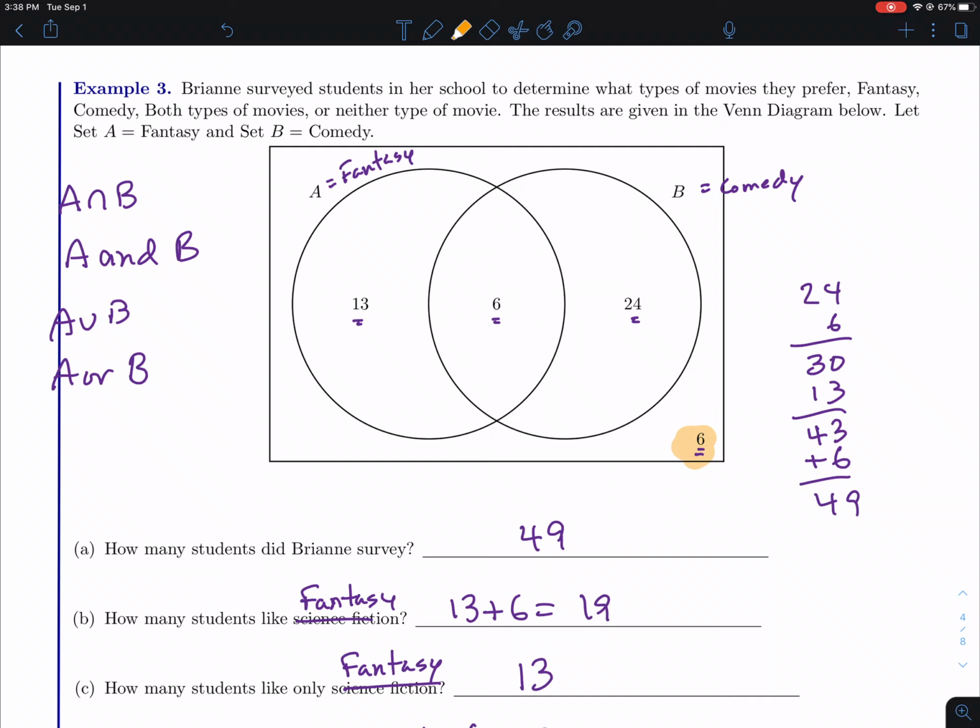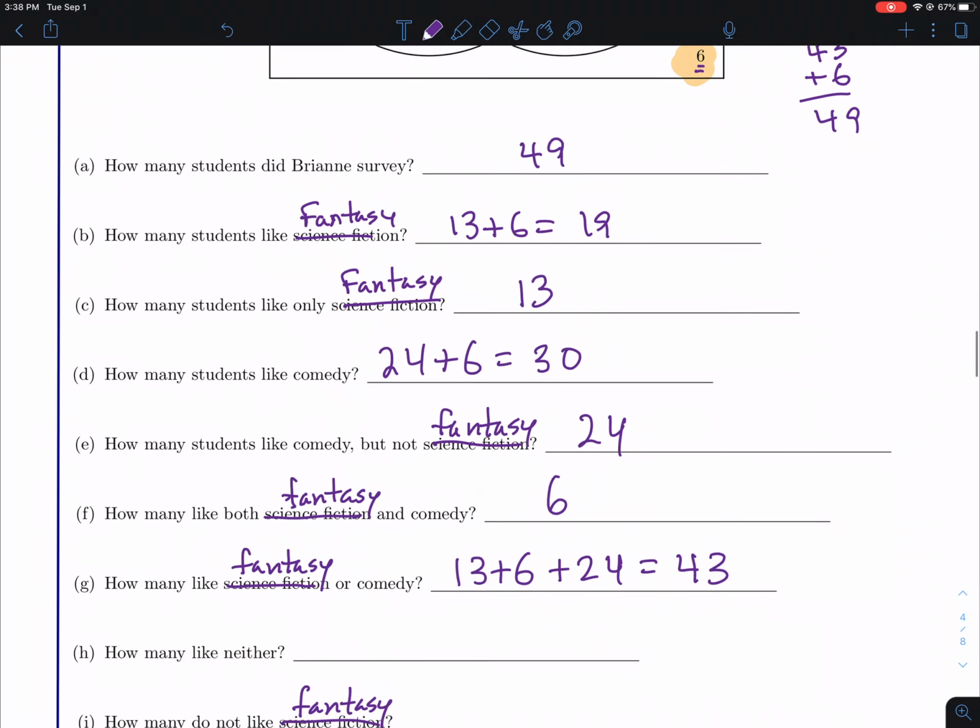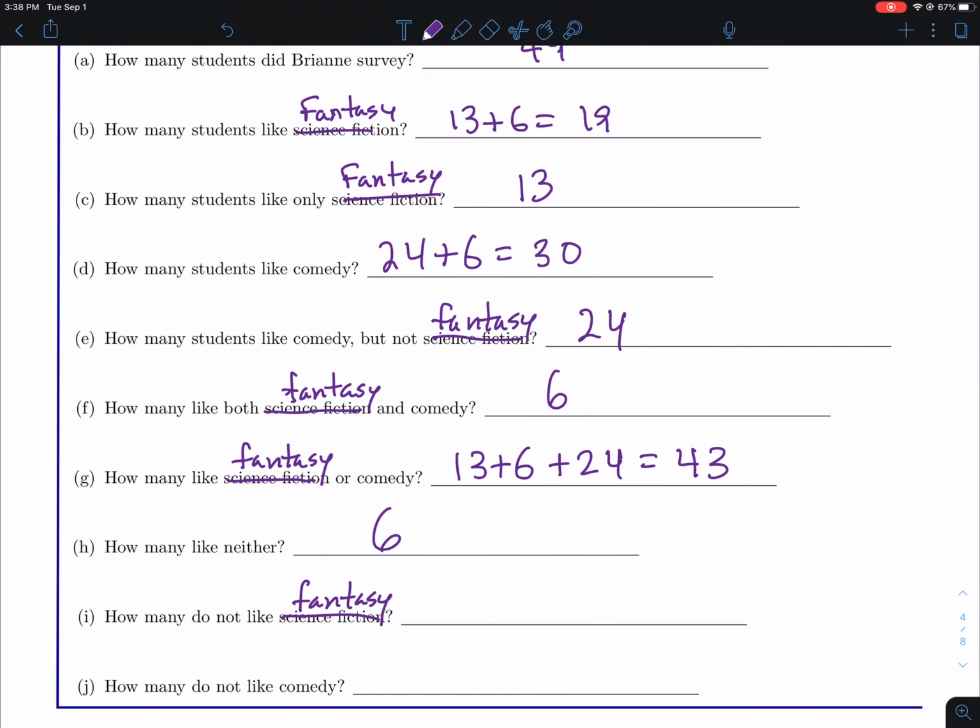So in this case, there were 6 students that didn't like fantasy or comedy. So they're going to be the ones that like neither. So down here, how many like neither will be 6.